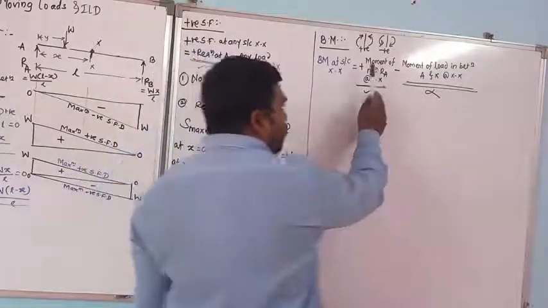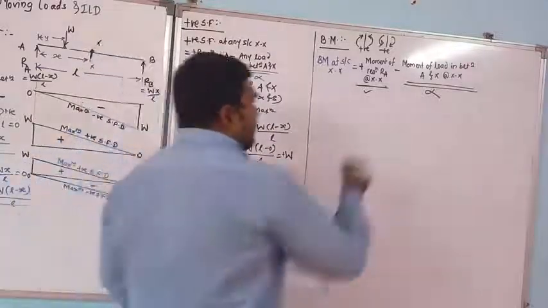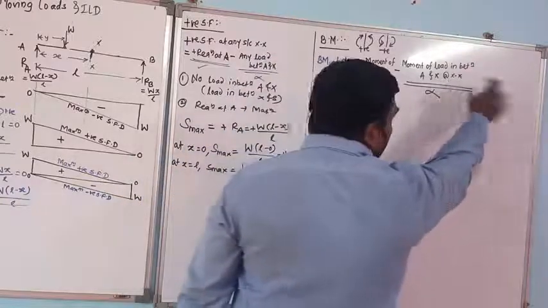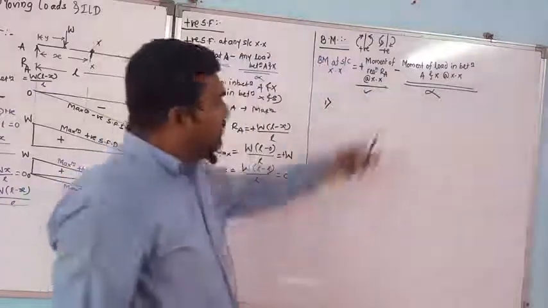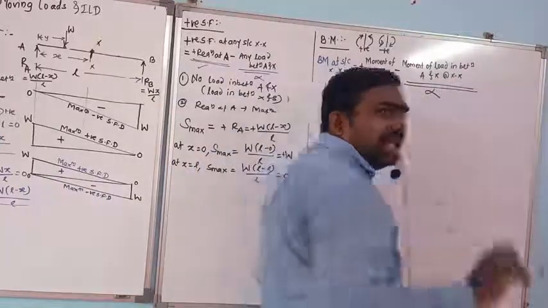Okay. Once this moment of reaction RA is getting maximum, the first condition was there. If I am going to remove this term, it means the load is in between A and X.